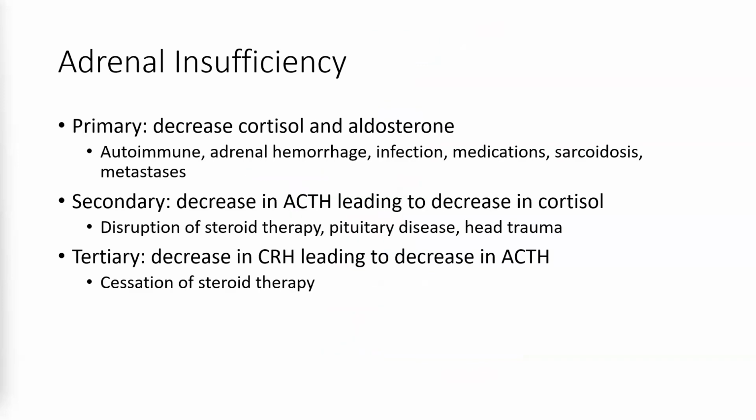Adrenal insufficiency, again, there are many different types of this condition. Primary adrenal insufficiency is when you have a decrease in cortisol and aldosterone. Causes of this include autoimmune disease, adrenal hemorrhage, infection, medications, sarcoidosis, or metastases from a cancer. Secondary adrenal insufficiency leads to a decrease in ACTH, which leads to a decrease in cortisol production. This is a disruption of steroid therapy, from pituitary disease, or sometimes from head trauma.